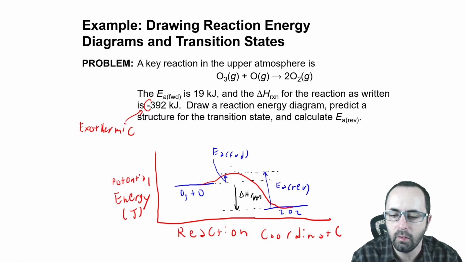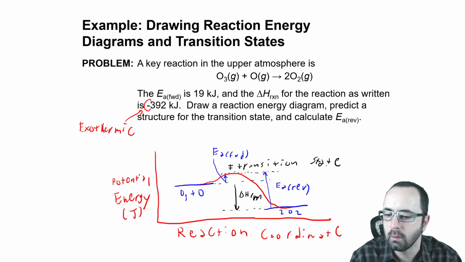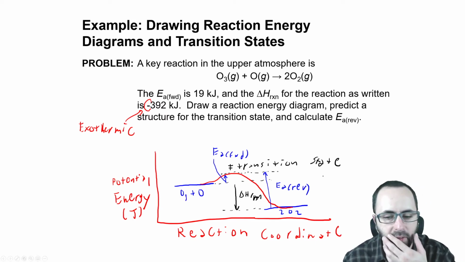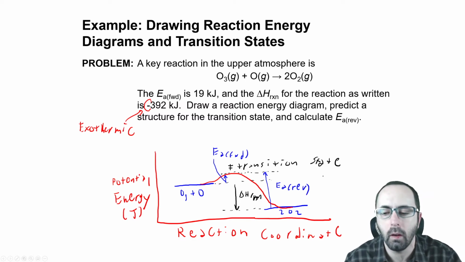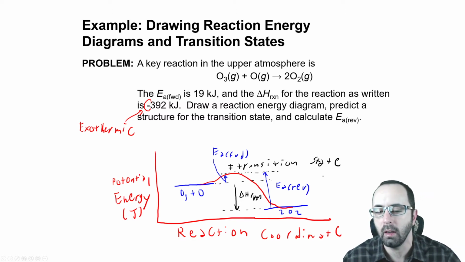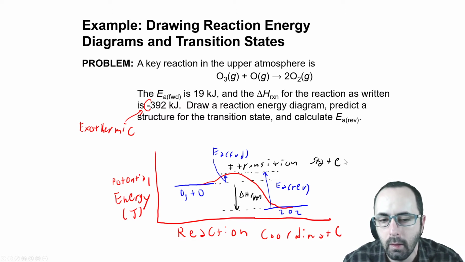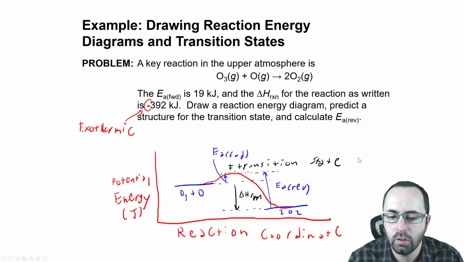And often the transition state is indicated with this, like that. This is the transition state, or the activated complex, or it's called a lot of different things: transition state, activated complex, activated state. There's quite a few different names for this, unfortunately.